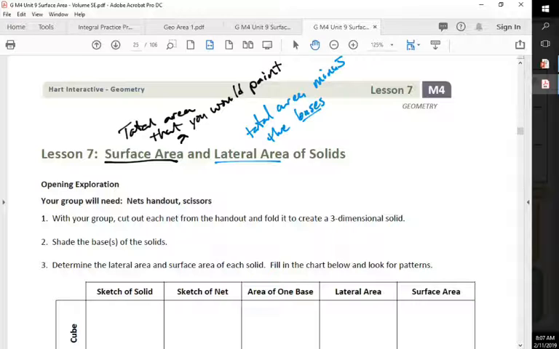There's only one type of 3-dimensional figure, of the ones you are working with today, that does not have 2 bases, and those are the pyramids. The pyramids only have 1 base, but all the other ones are called prisms. Those have 2 bases, and they're identical shapes.